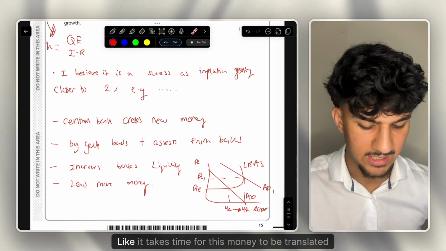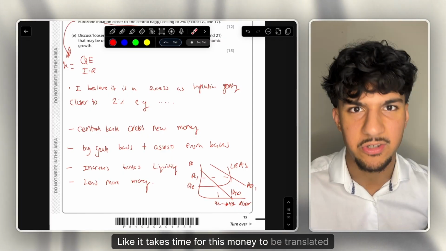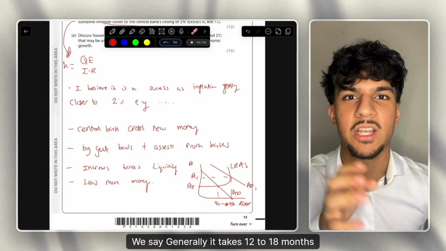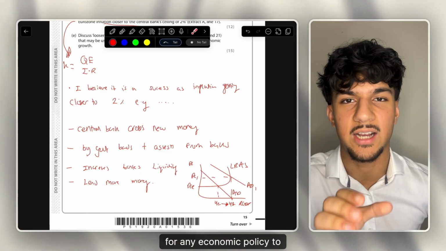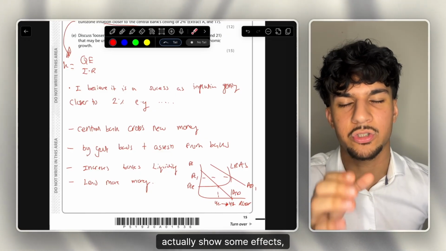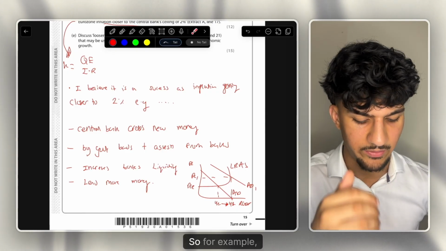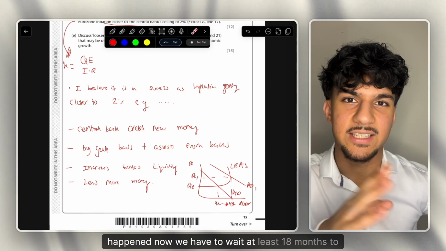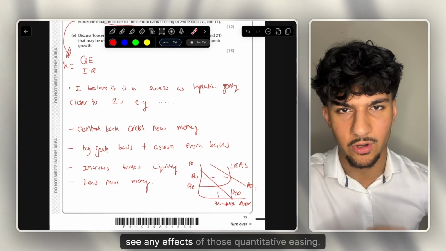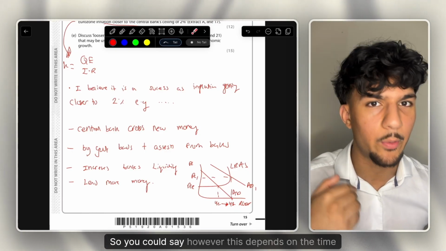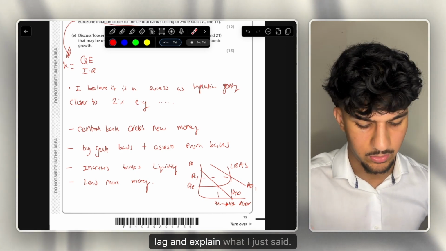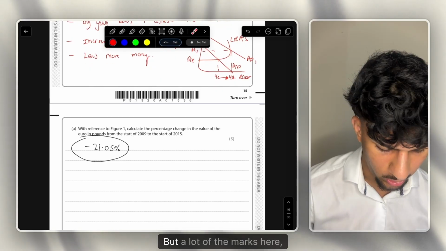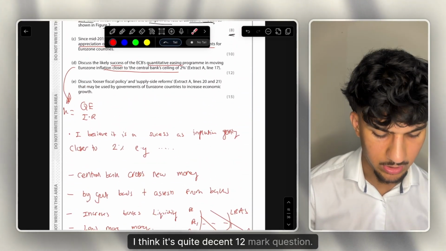And of course, a very general point about quantitative easing with regards to evaluation is just time lag. It takes time for this money to be translated into the economy. We say generally it takes 12 to 18 months for any economic policy to actually show some fruition in the economy. So for example, if this quantitative easing program has just happened now, we have to wait at least 18 months to see any effects of it. So you could say, however, this depends on the time lag, and then explain what I just said. There are lots of evaluation points there. You can think of a few for yourself as well. But a lot of the marks here, I think it's quite a decent 12-mark question.